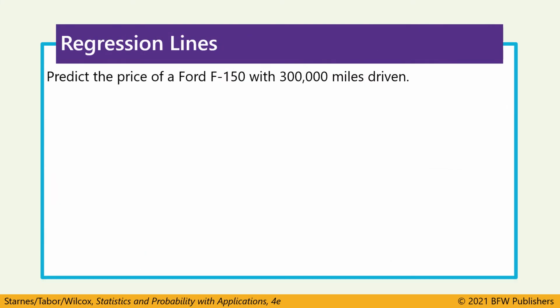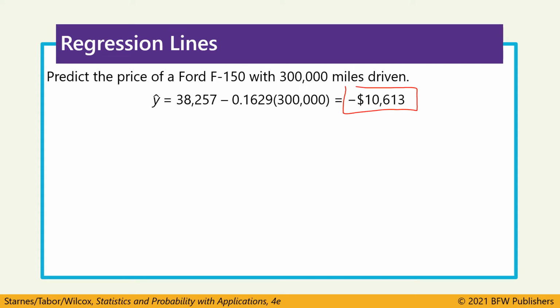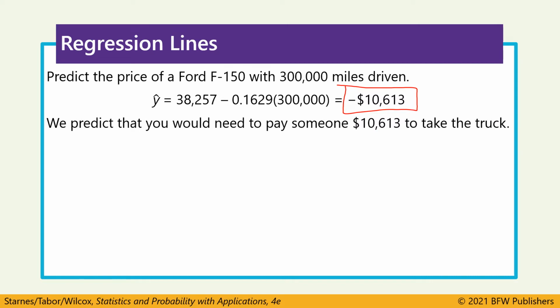Let's do it again, this time predicting the price of a Ford F-150 with 300,000 miles, which is quite a lot of miles for a car. We plug 300,000 into our equation, and we see that this has a predicted price of negative $10,600, meaning that if you owned this truck and wanted to sell it, you would actually have to pay someone $10,000 just to come take it off your hands. Obviously, that doesn't make a lot of sense.